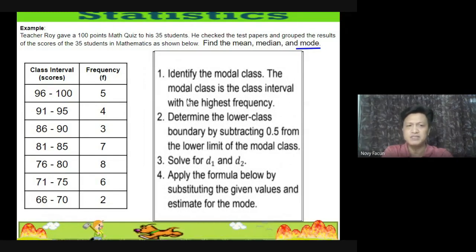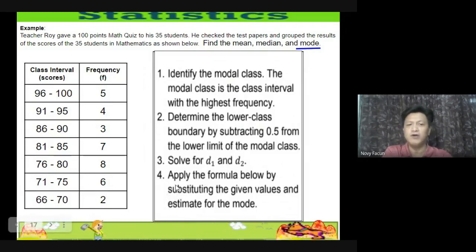So meron tayong steps. Step 1, identify muna natin yung modal class. Then, the modal class is the class interval with the highest frequency. Di ba? Kung sino yung pinakamataas dyan na number sa frequency, yun po yung modal class natin. And then step 2, determine the lower class boundary by subtracting 0.5 from the lower limit of the modal class. Ito yung lower limit natin, yung 66 up to 96.